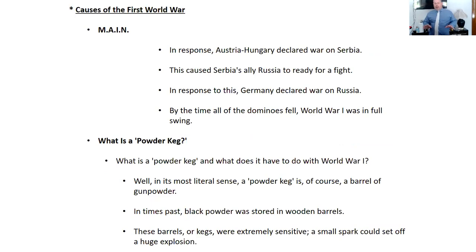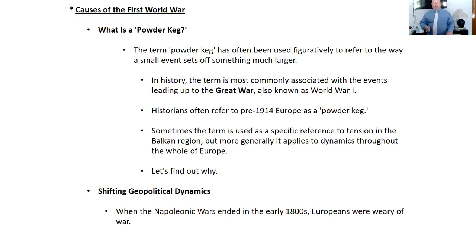Now, what is a powder keg, and what does it have to do with World War I? Well, in its most literal sense, a powder keg is, of course, a barrel of gunpowder. In times past, black powder was stored in wooden barrels, and these barrels or kegs were extremely sensitive, and a small spark could set off a huge explosion. The term powder keg has often been used figuratively to refer to the way a series of small events sets off something much larger. And in history, the term is most commonly associated with the events leading up to the Great War, also known as World War I.